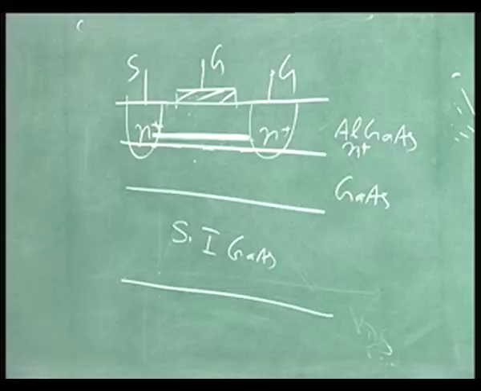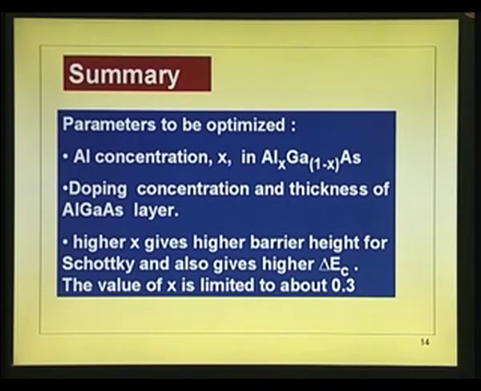Okay, now, in summary, parameters which you can optimize. Today, I think we will wind up with our discussion on the GaAs system, the indium phosphide based system. Maybe we may have to meet again next lecture, but now we will summarize a few things. Aluminum concentration is the one thing that you have to optimize. Doping concentration and thickness of the AlGaAs layer.